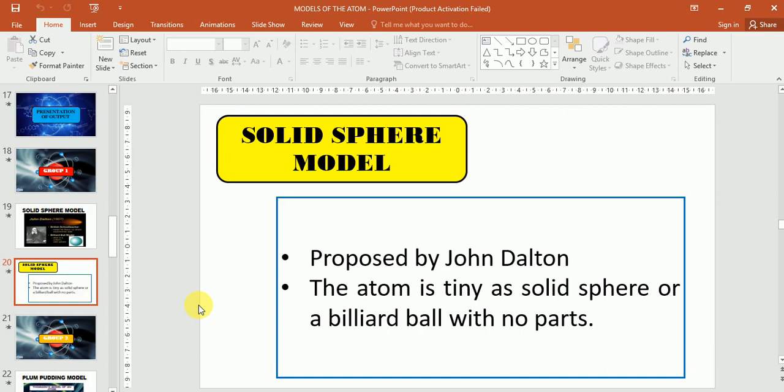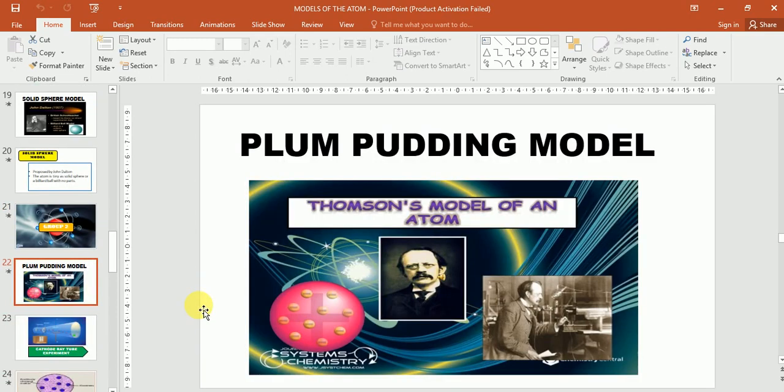After some time, people accepted the theory of John Dalton and believed in the solid sphere model. So there was a time when people thought of the atom as a solid sphere with no other parts, until the time of J.J. Thomson, who created a new model, a new understanding of the atom. He called this one the plum pudding model, or Thomson's model of the atom.